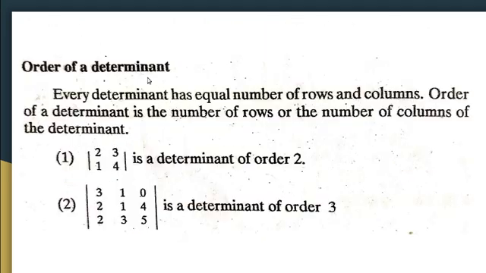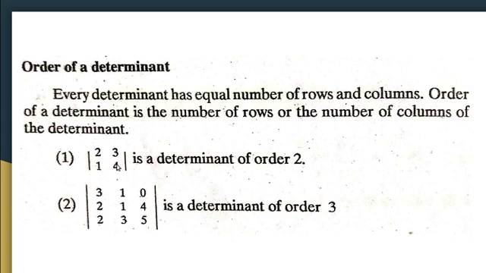Then what is the order of a determinant? We have order for matrices. Just like that, there is an order for a determinant also. Every determinant has an equal number of rows and columns. That means a determinant is applicable only to square matrices. The order of a determinant is the number of rows or the number of columns of the determinant. So the order will be the number that is equal to the number of rows and columns.